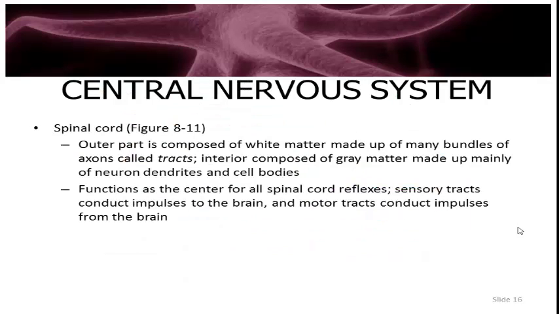Finally, we have the spinal cord. The spinal cord is encased around the vertebral column. The outer part is made up of white matter, and the interior part is made up of gray matter. It functions as the center for all spinal cord reflexes. Sensory tracts will conduct impulses to the brain, and then once the sensation is perceived, the motor tracts then conduct impulses from the brain.